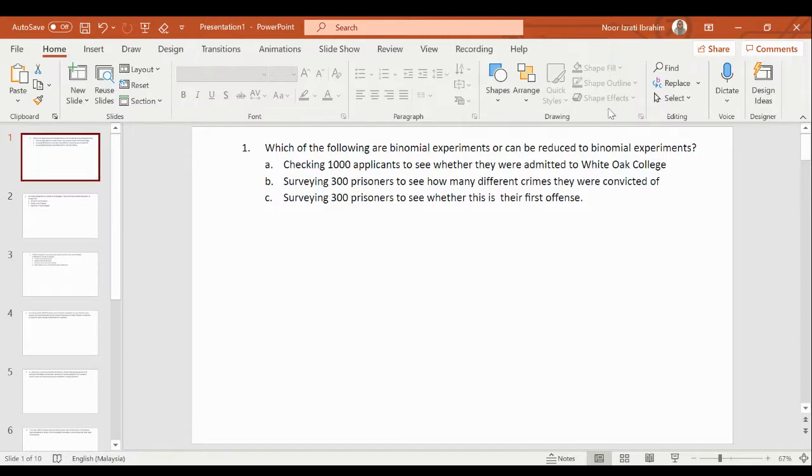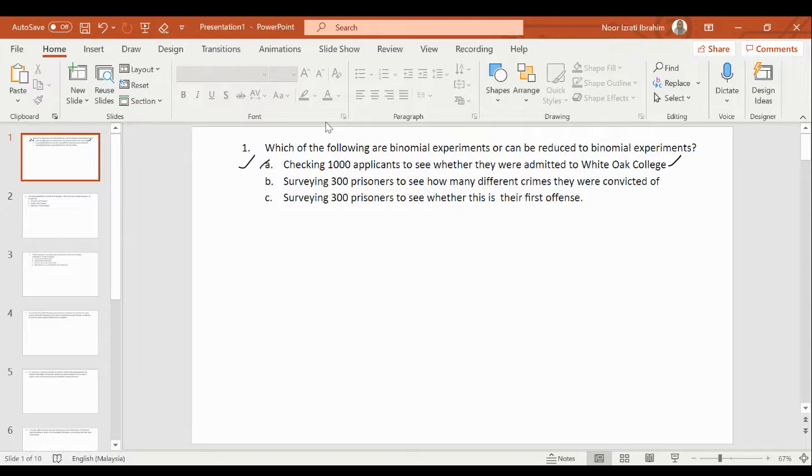A binomial experiment is an experiment with two outcomes. For A, checking 1000 applicants to see whether they are admitted to White Oak College. So whether admitted to this college or not admitted. So this is two outcomes, so the first one is correct.